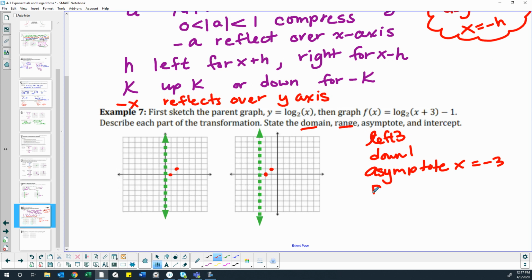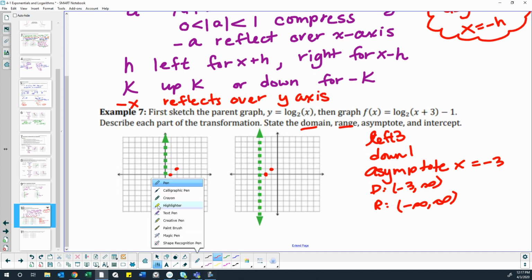So the domain is going to be from negative 3 to infinity. The range, of course, just continues to be from negative infinity to infinity. Because even though if you use a graphing calculator, it looks like it's stopping here, it doesn't. It just goes closer and closer to the asymptote, just like we know asymptotes do.